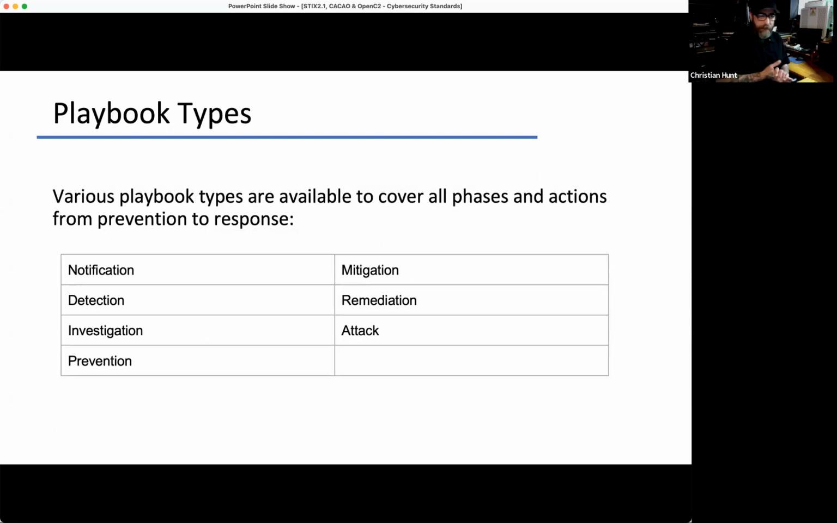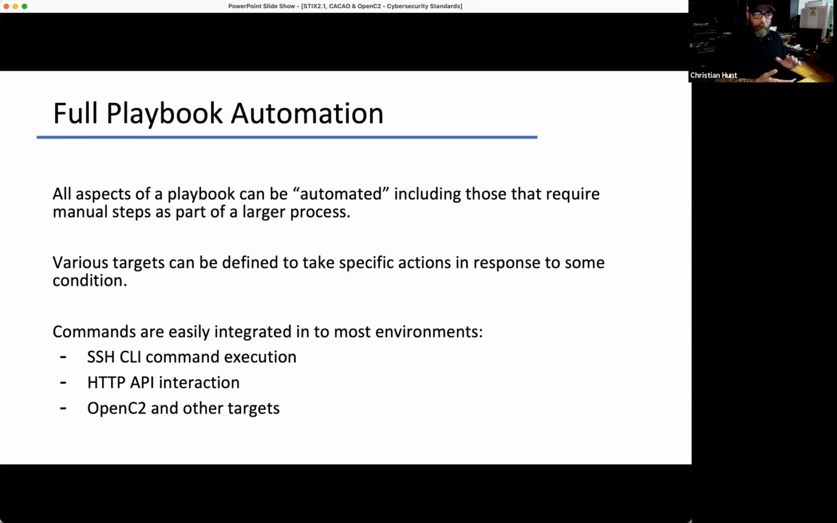There's a bunch of different playbook types: notification, detection, investigation, prevention, mitigation, remediation, and attack. Next slide. You can fully automate your playbooks. So basically, any aspect of a process that you need to implement to address some particular condition can be automated, including manual steps. For example, you may receive an IOC with a malware hash that you then go push out to your protection systems, but also search historic data to see if you've been exposed to that malware in the past. That can cause a condition where you want to have an analyst go pull a hard drive for forensic analysis, and that manual step can be represented there as well.